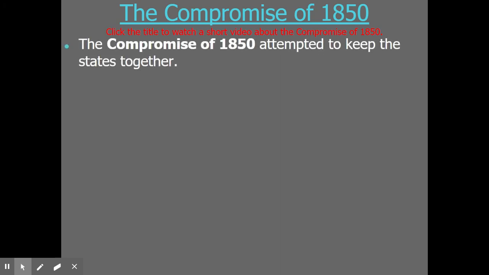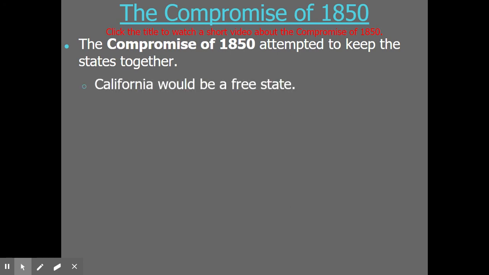So we had to come up with a new compromise, and this was referred to as the Compromise of 1850. And it wasn't just one document, it was actually like 5 separate laws that together made up the package for the Compromise of 1850. And if you click on the title, there's a quick video about it. So basically, the goal of the Compromise of 1850, just like the goal of the Missouri Compromise, was to keep the states together, try to keep the Union together.